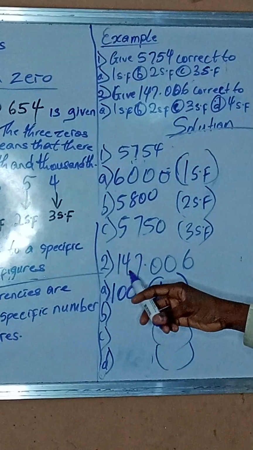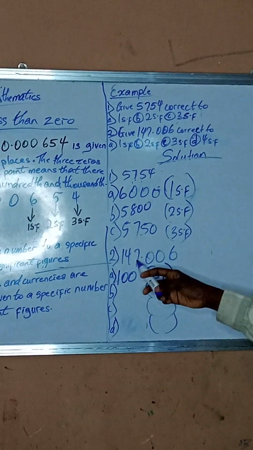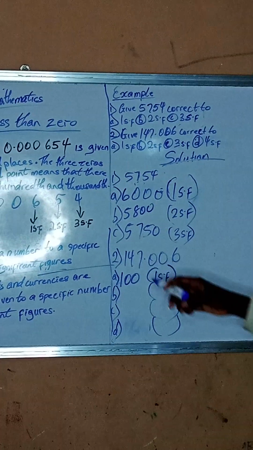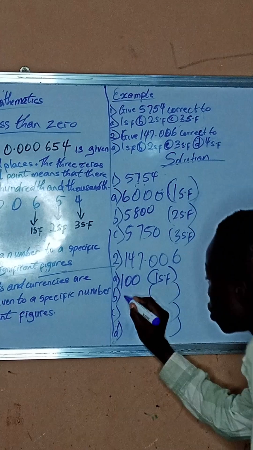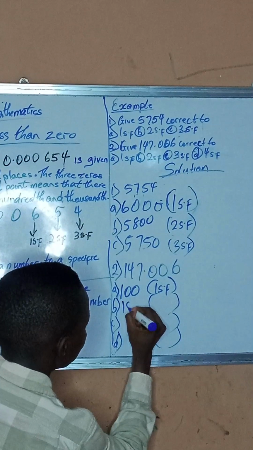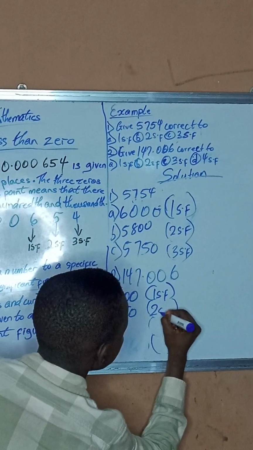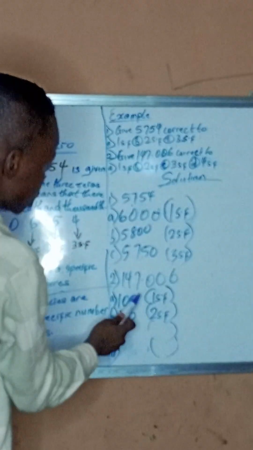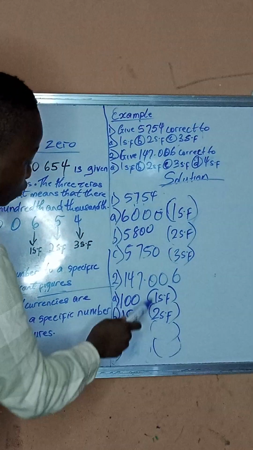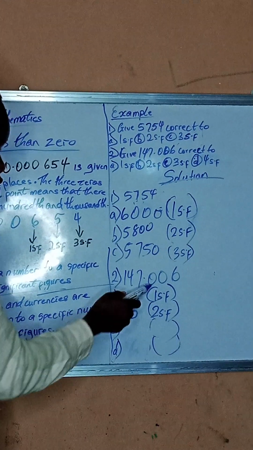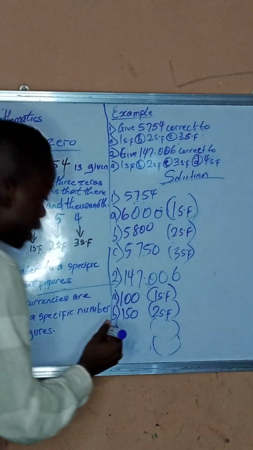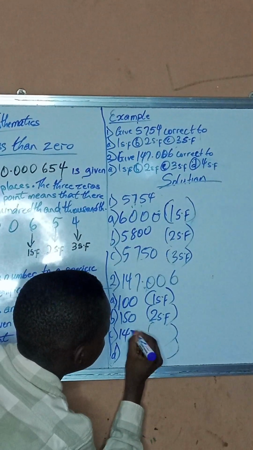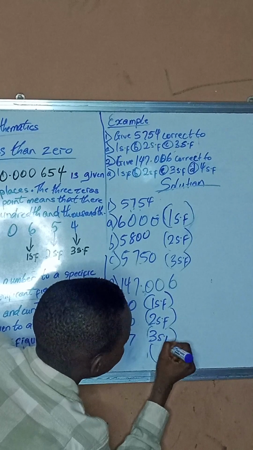The second significant figure is 4. So the decider is 7, which is greater than 5. So we add 1 to this 4. That will make it 5. This will be 150, the second significant figure. The third significant figure is 7. And the decider is 0, which is less than 5. So you disregard the number, that will be 147. This is the third significant figure.